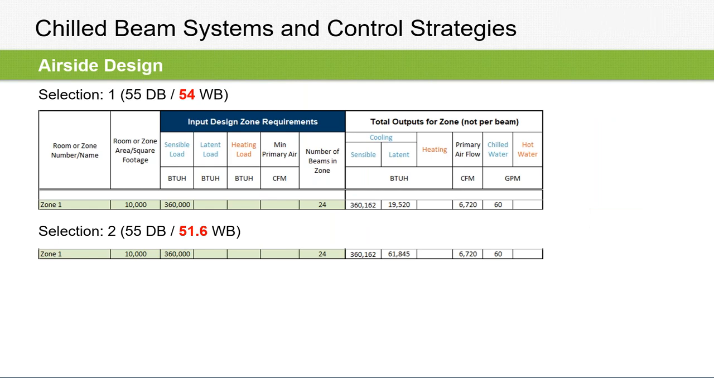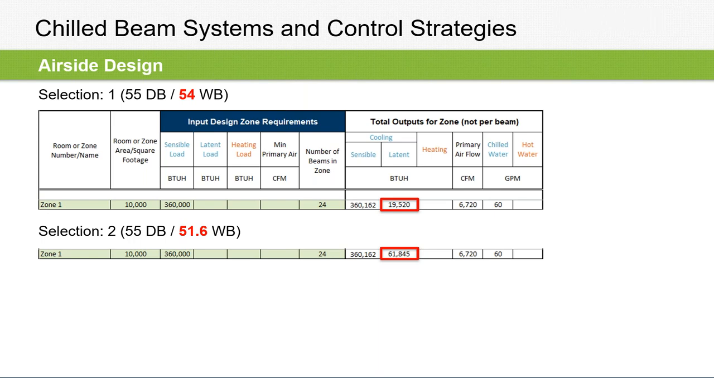So consider the same two selections: selection one, 55/54, and selection two, 55/51.6. We use the same CFM for each one, 6,700 CFM. But take a look at the latent BTUs we get on each of these selections. The first one, we're right at 20,000 BTUs or so. And when we drop that wet bulb 2.4 degrees Fahrenheit, we're actually able to triple the amount of latent capacity from that system per CFM.